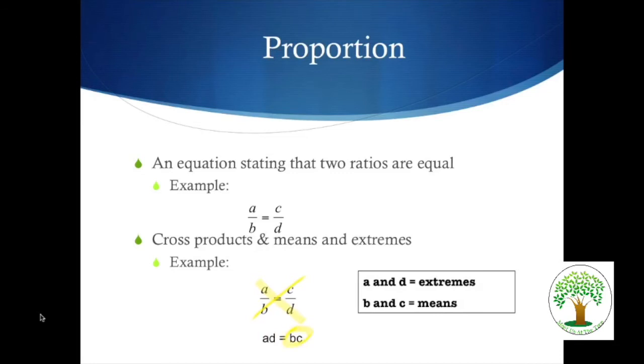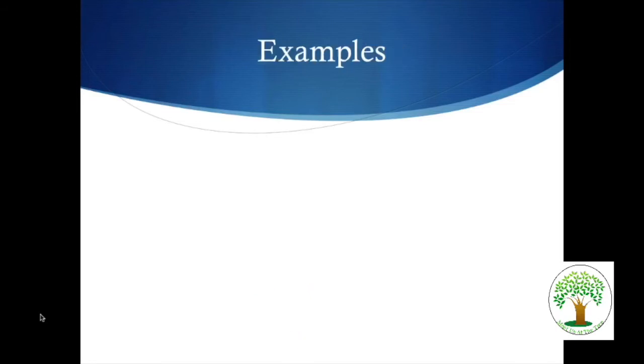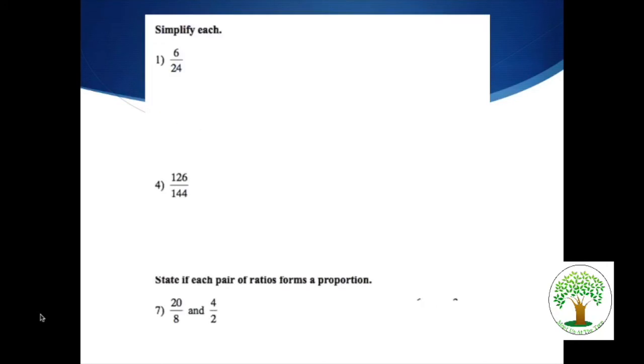Okay. How many have seen this before? Okay. Sort of, yeah. All right. Let's do some examples. This is on your homework. 7.1, number 1, 4, and 7. We're going to go back for a little bit, and we're going to review reducing fractions.